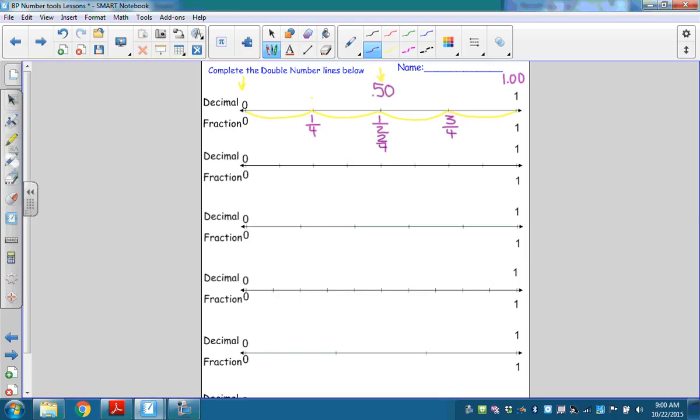So this is going to be 25, and this is tenths, hundredths, so we say that's 25 hundredths. Do you remember that from elementary school? Now basically it's like counting by quarters. So this is 25 hundredths, 50 hundredths, 75 hundredths, and then one whole, which is 100 hundredths. Give me a thumbs up or a thumbs down. You understand that?